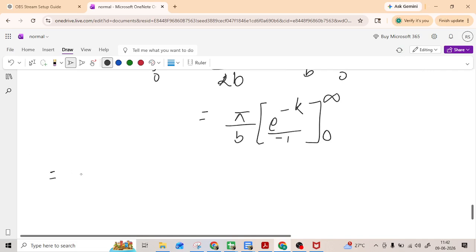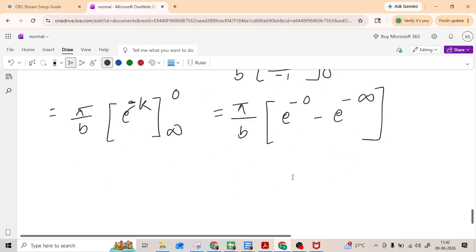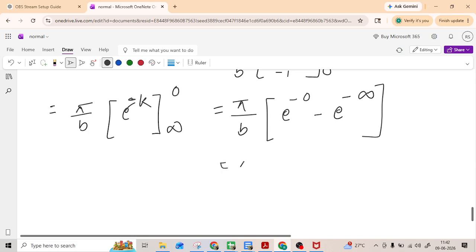So pi by b times minus e raised to the power minus k, and because the minus sign is over there, we will just change this, and the limits become 0 to infinity. So e raised to the power minus 0 is nothing but 1, minus e raised to the power minus infinity. Now this term e raised to the power minus infinity means 1 by e raised to the power infinity, which becomes 0. So we are left with nothing but pi by b.